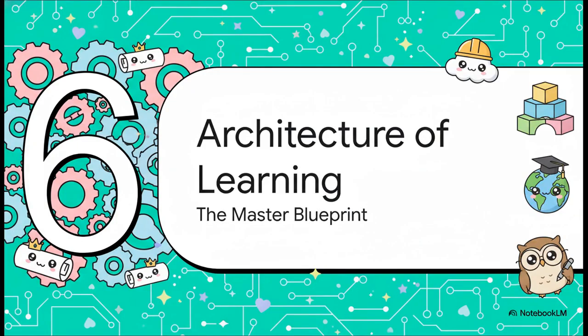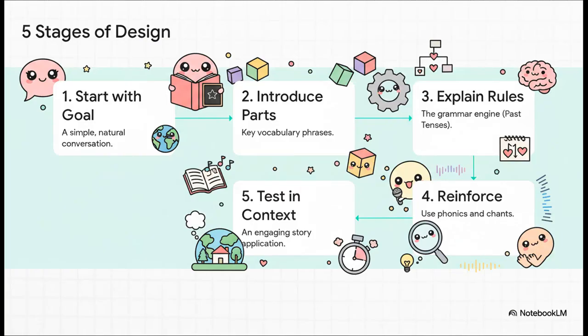Okay, let's pull back. We've been deep in the weeds looking at all the little pieces. Now let's zoom all the way out and look at the master blueprint for this entire learning machine. And here it is, the whole system in five simple stages. First, you start with a clear, practical goal. Second, you introduce the essential parts, the vocabulary. Third, you explain the rules of the game, the grammar. Fourth, you make it stick, using sound and rhythm. And finally, number five, you test it all in a real-world context. It's just a complete, elegant system for learning.